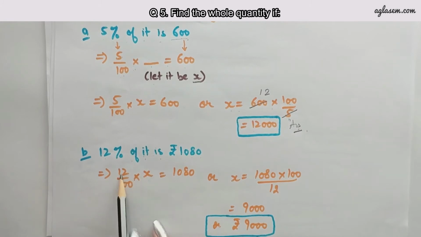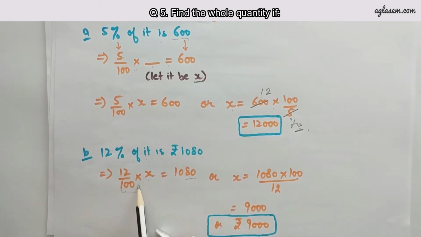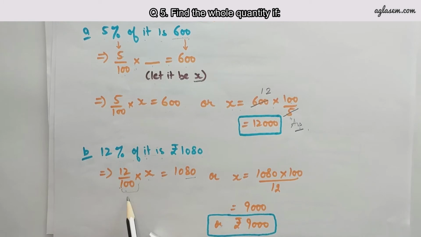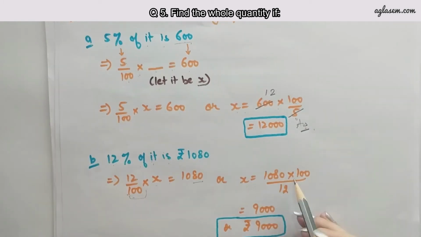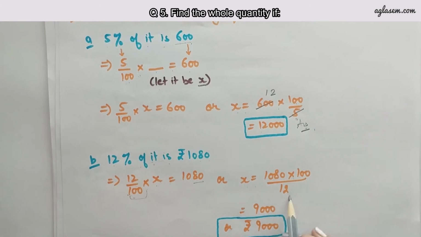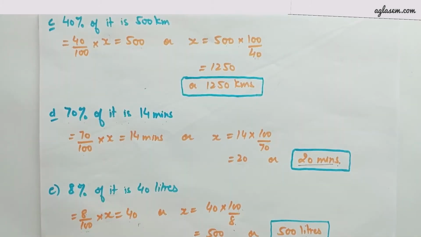So B part says that 12% of it is 1080 rupees. That is 12 divided by 100 into x is equal to 1080. Now again we have to move this part 12 divided by 100 to the right hand side. So x is equal to 1080 into 100 divided by 12. Now by solving it we get 9000 as an answer.